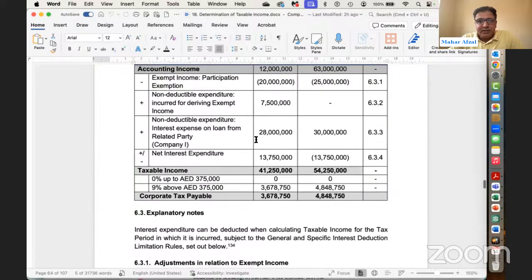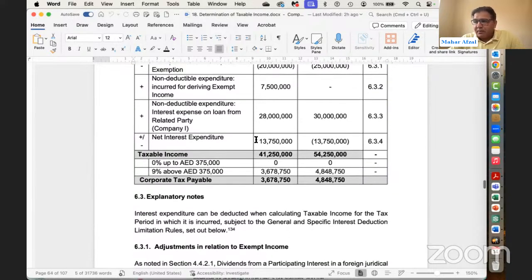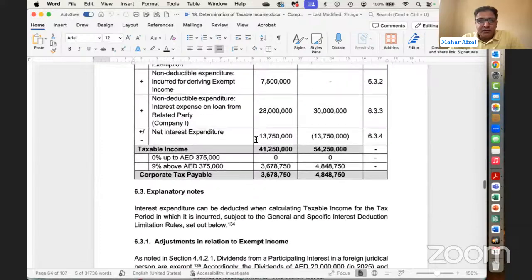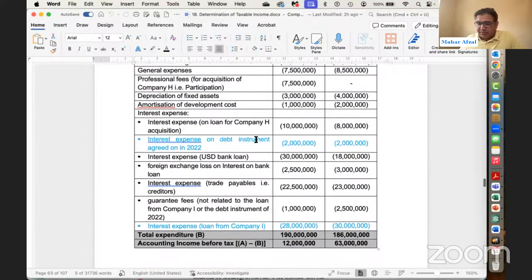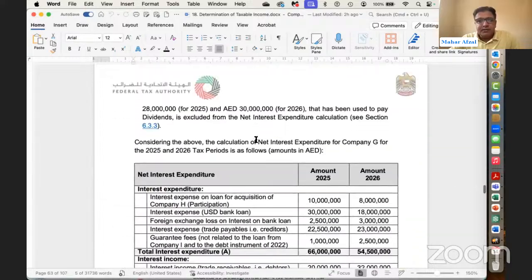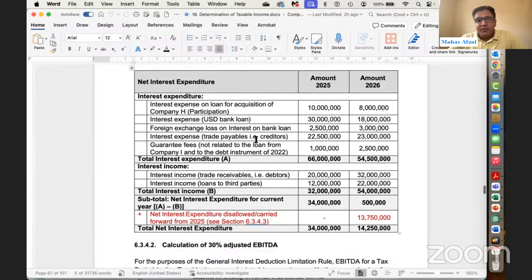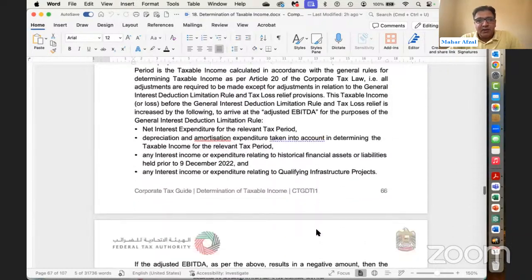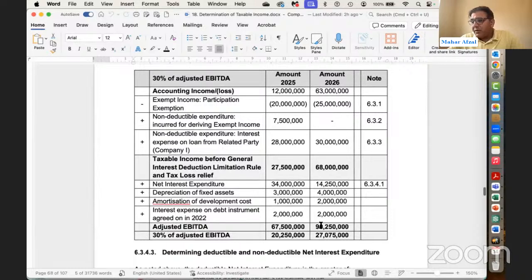Net interest expenditure, they are asking, so net interest expenditure should be adjusted EBITDA. Adjusted EBITDA is... so let me go to the calculation. Yeah, this is fine. 34 million is fine. We have calculated the same net interest expenditure as well. Adjusted EBITDA I have calculated 67.5, that is fine as well. So 20,250 is fine as well, and that is my allowable adjusted EBITDA.